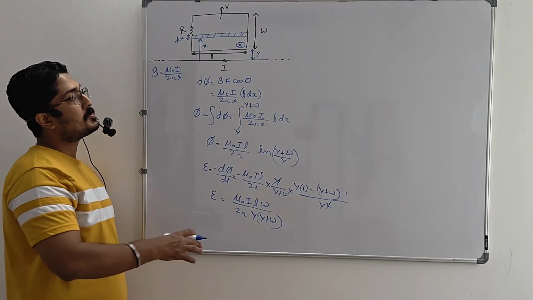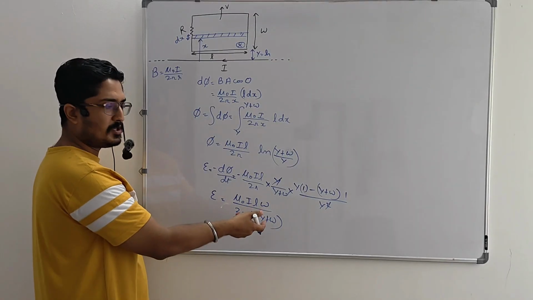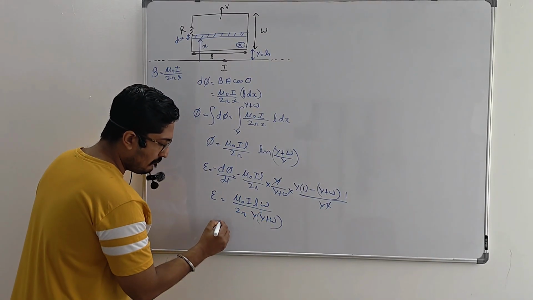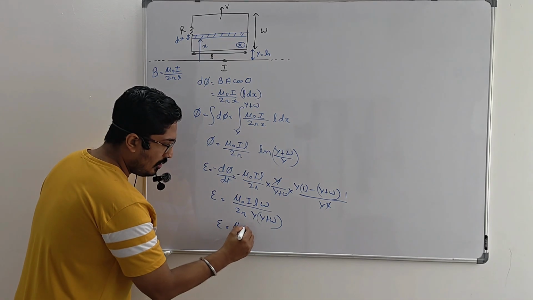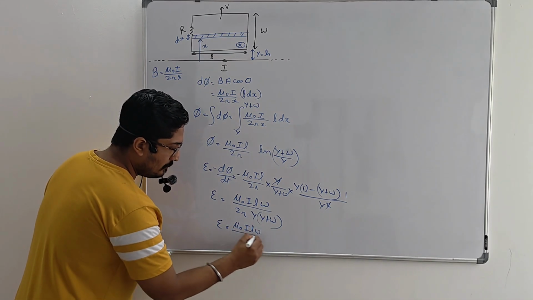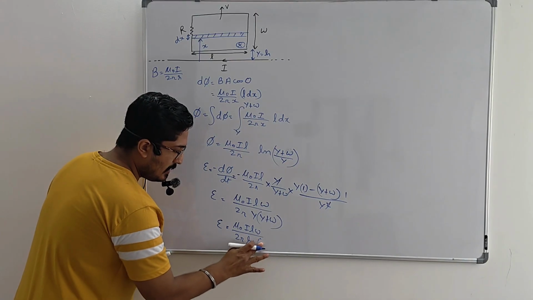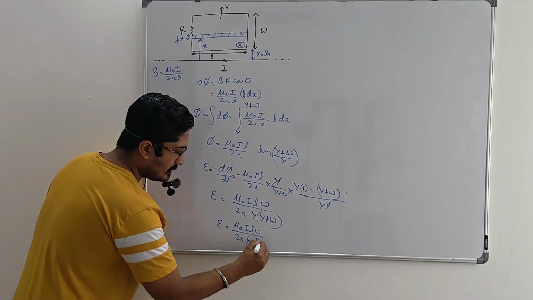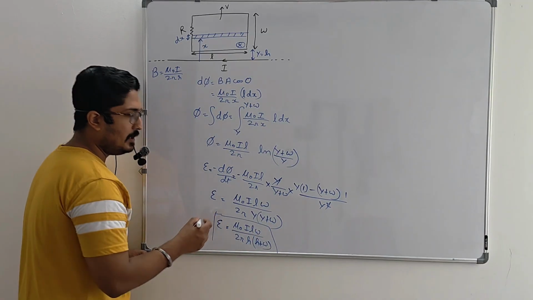Now, as per the question, this y is equal to h at that moment we want. So just substitute that here. So you'll finally get the EMF equation as E is equal to mu naught I L W divided by 2 pi, h into h plus w. So this becomes your EMF induced.